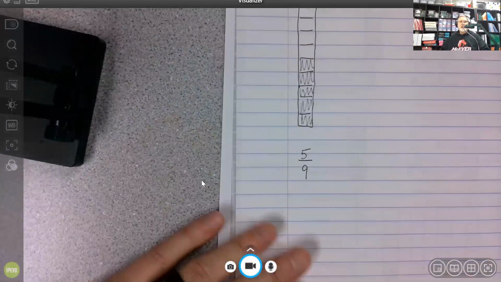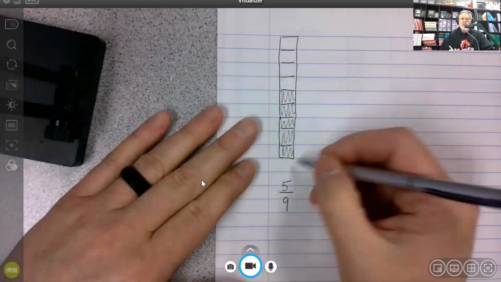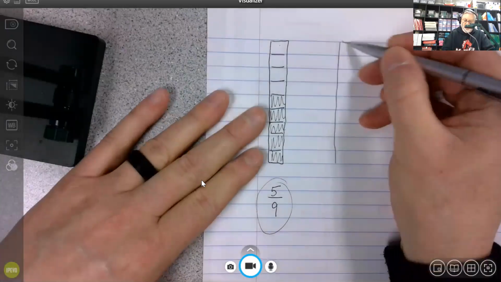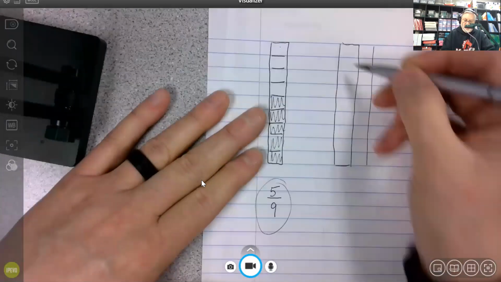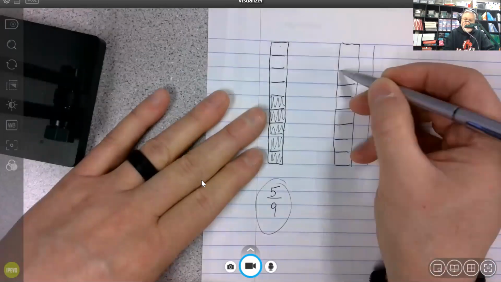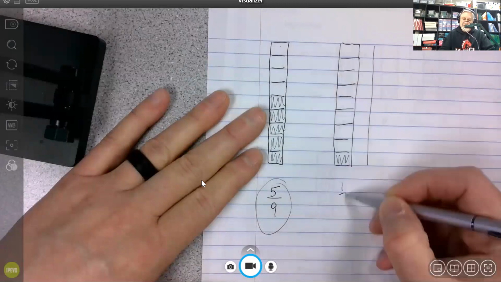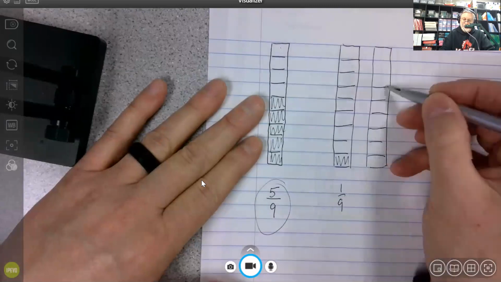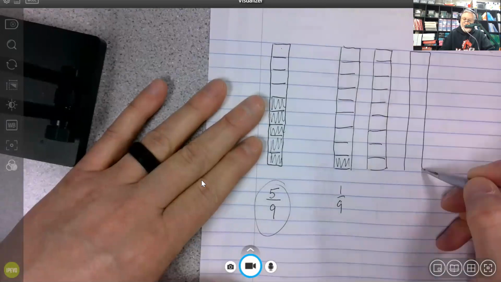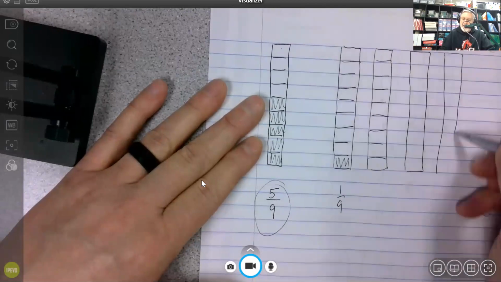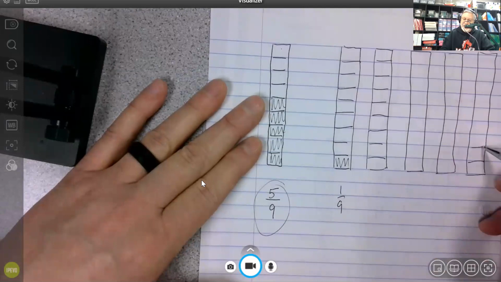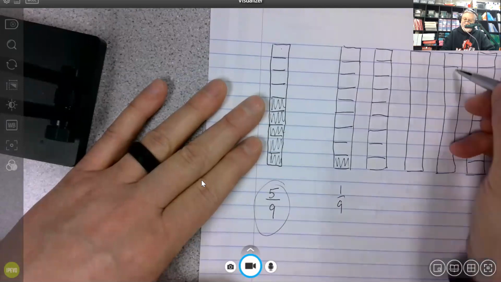Well, how could you show this with repeated addition? How could I show that repeated addition to get that answer? Well, in this case, I want to show this fraction model. I want to show 1/9 5 times. So again, this is having us go backwards. It's giving us an answer and having us see if we can go backwards and figure out what our 2 factors were. Okay.